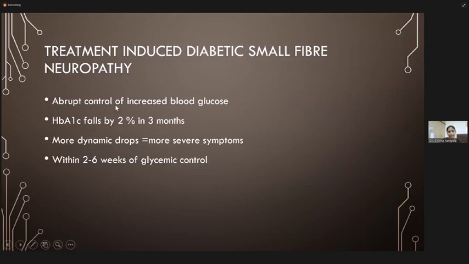So this is because of an abrupt control of increased blood glucose. Take a young male newly diagnosed with diabetes, where aggressive control has occurred and the glycated hemoglobin falls by 2 to 3% in 3 months. The greater the drop, the more severe the symptoms. Within 2 to 6 weeks of continued glycemic control, the symptoms recover.